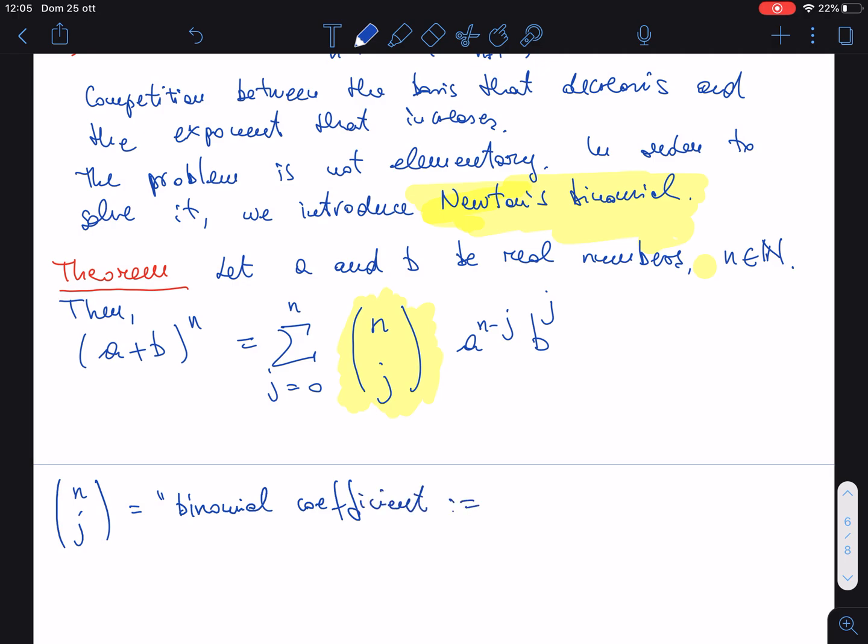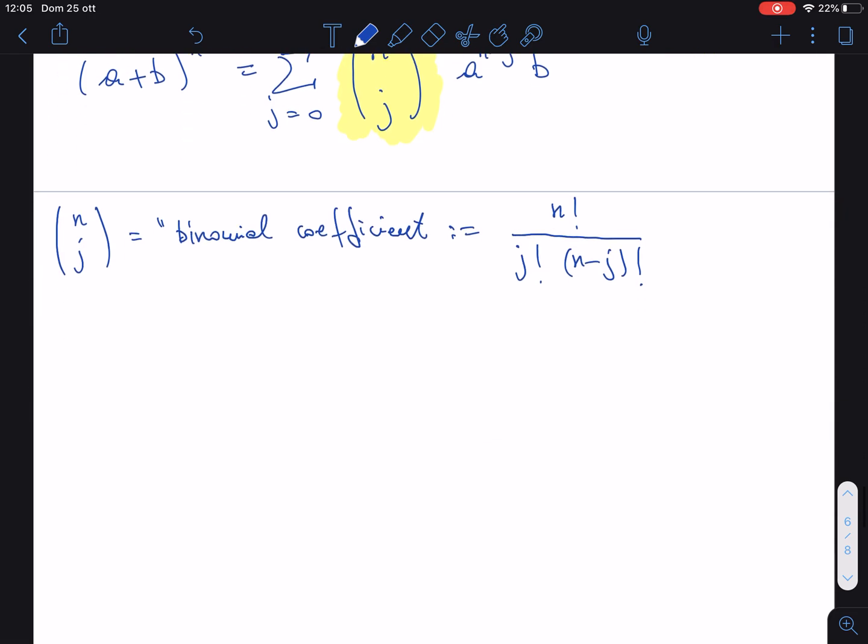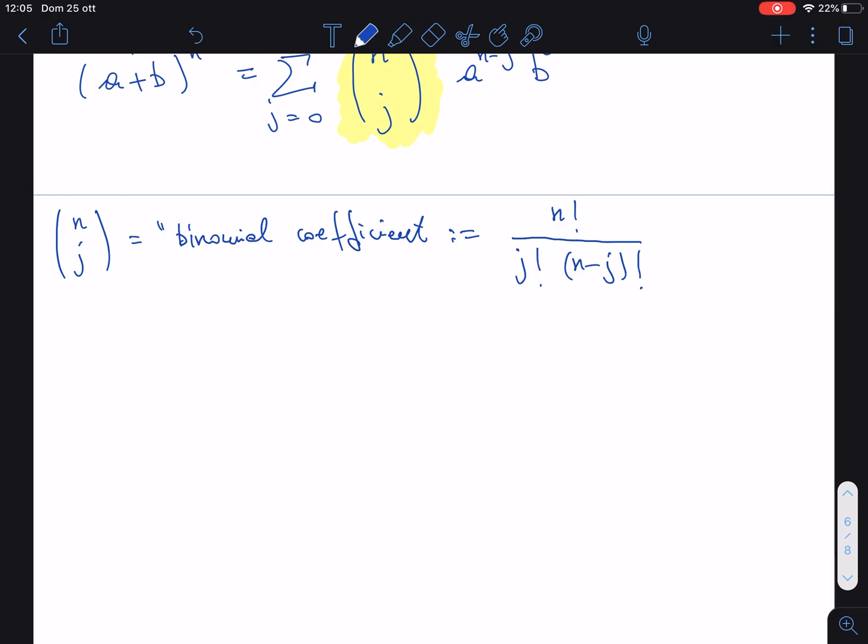The definition of this binomial coefficient is that it is a fraction, and in the numerator you have the factorial of n, which means the factorial of the number which is on up on the binomial coefficient. And here now you have the factorial of j, so the number that appears downwards. And then there is also the factorial n minus j. Okay, this is the definition. And you can find this binomial coefficient in various forms.